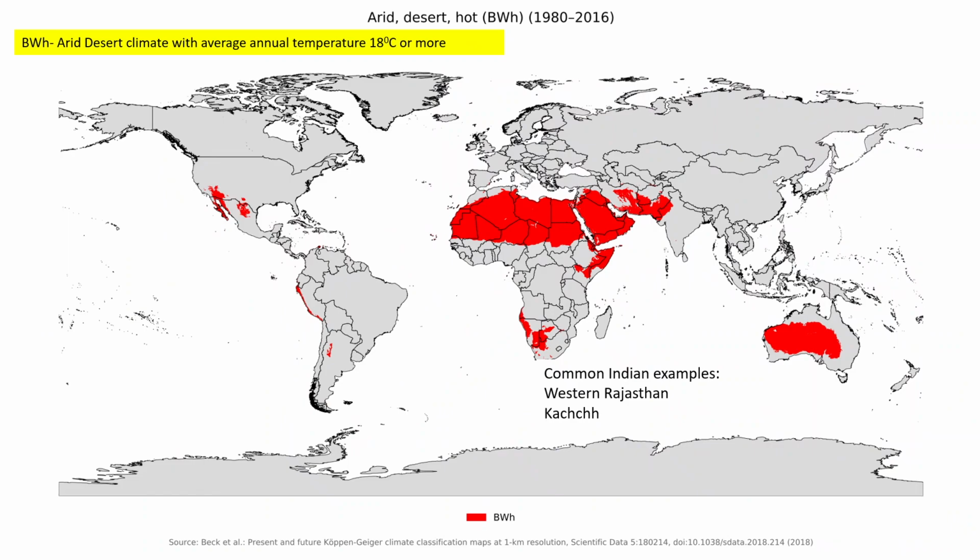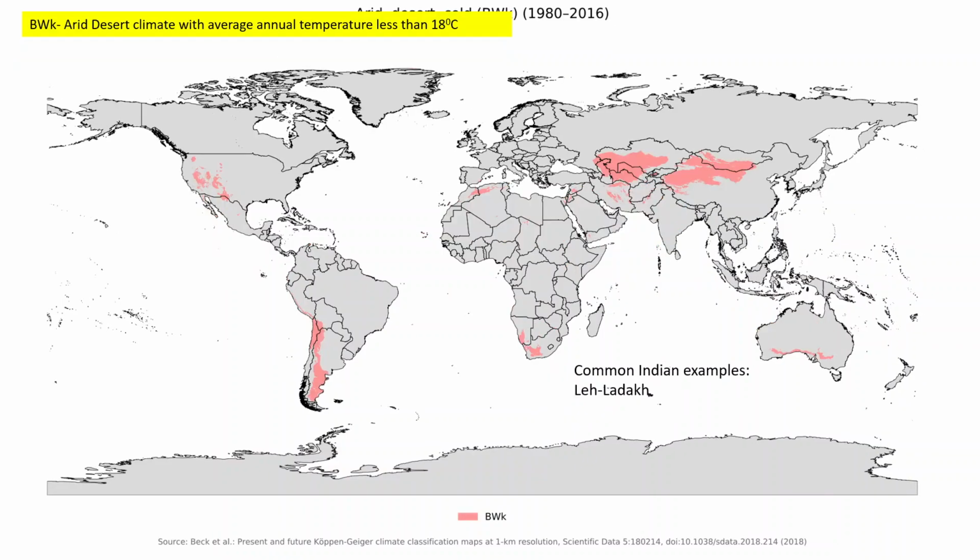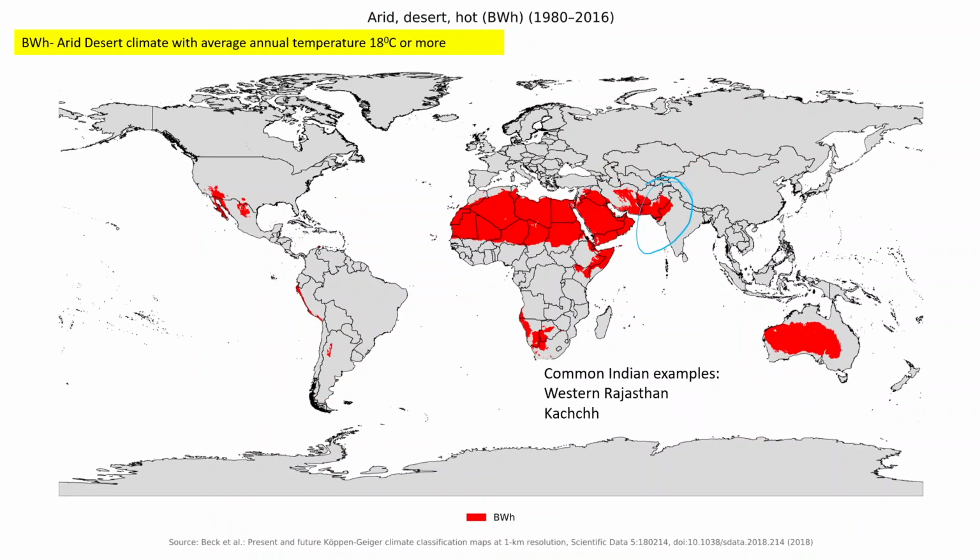So it is arid, hot, and desert. So common Indian examples: Western Rajasthan and Kutch. You can see over here in India, we get this type of climate. While the cold desert, as I have just mentioned, in India we have this Leh Ladakh region over here. You can see they have BWK type of climate, while the Thar desert and the Rann of Kutch have BWH kind of climate.